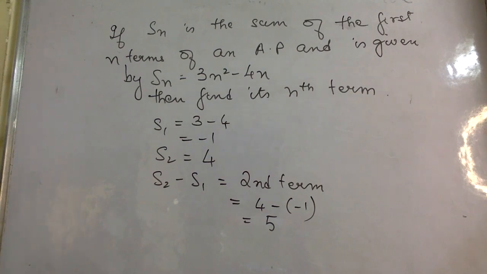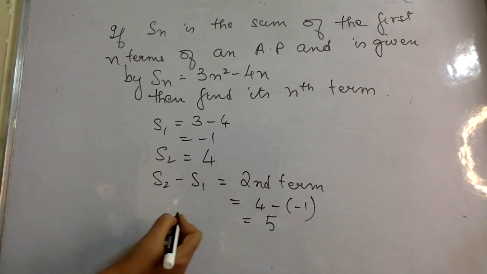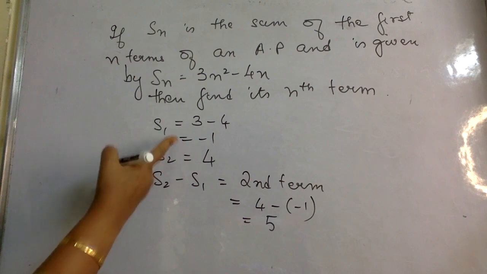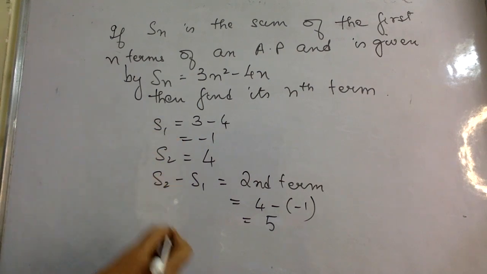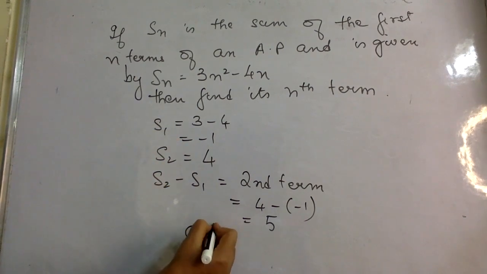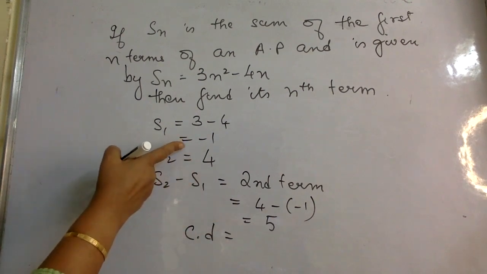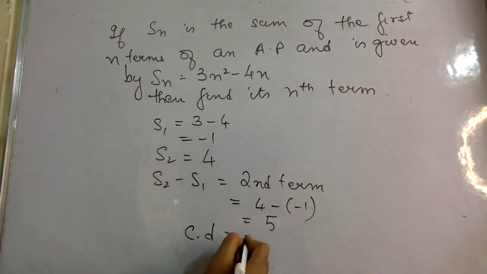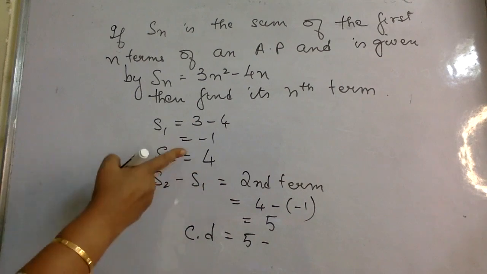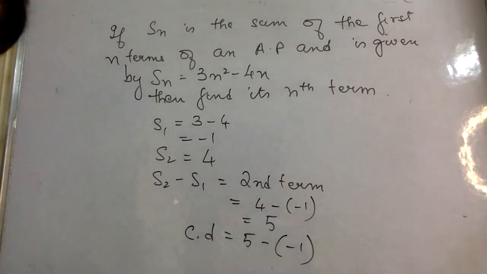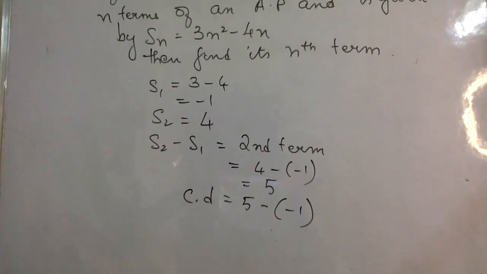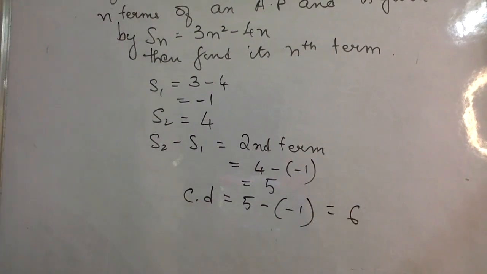So the common difference is how much? Now if the first term is minus 1, because the sum of the first term is minus 1, the common difference is second term minus first term, which is 5 minus minus 1. Note the signs. So that comes to 6. So the common difference is 6.